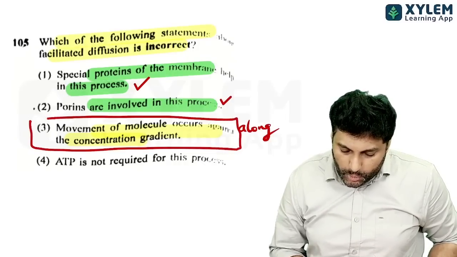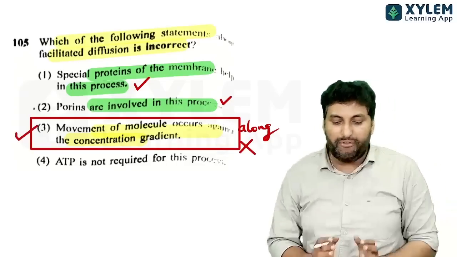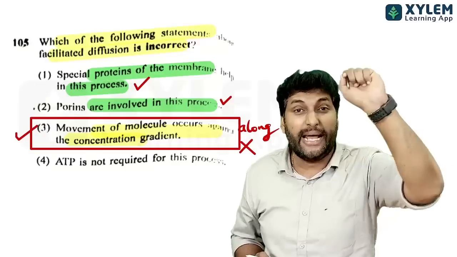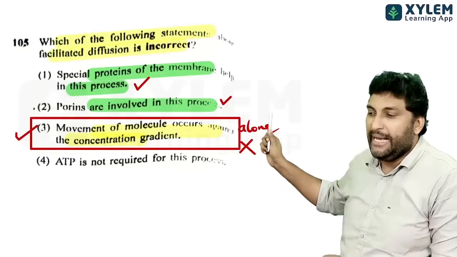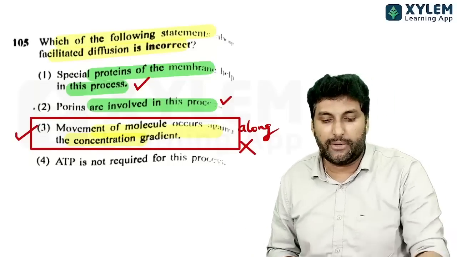Third one is the right one because it is an incorrect statement. Actually, movement of molecules in facilitated diffusion takes place along a concentration gradient. Here it is given as against a concentration gradient. So third one is the right one.